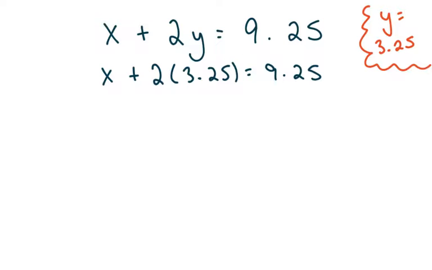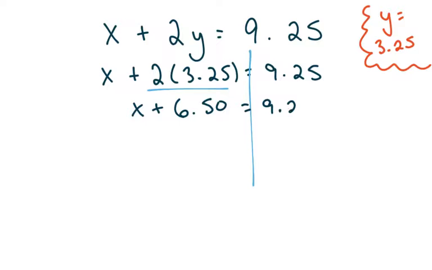When I do that, I have an equation that I can simplify. 2 times 325 I can actually do. That's $6.50, or 650. And I want to bring down this x plus. So x plus 650 equals 925.